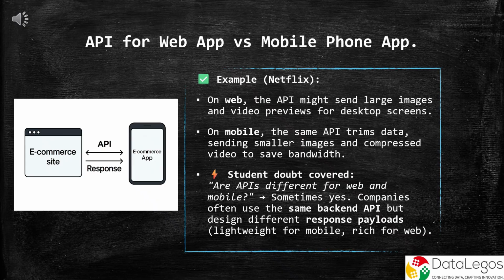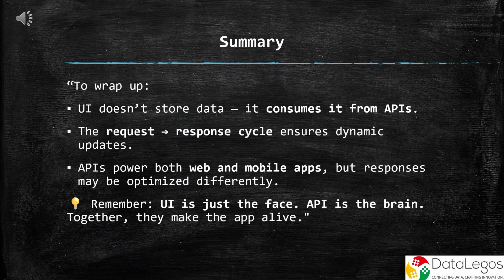To summarize, the UI doesn't store data, it consumes it from APIs. The request-response cycle ensures dynamic, real-time updates. Finally, APIs power both web and mobile applications, but their responses can be optimized differently for each platform. Remember, the UI is the face, but the API is the brain that makes the app come alive.